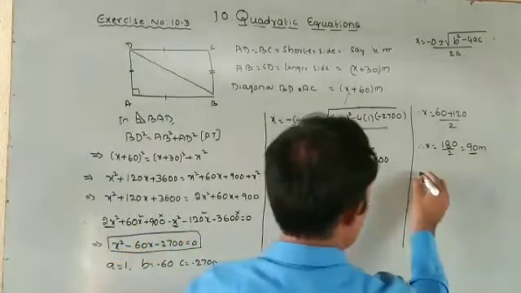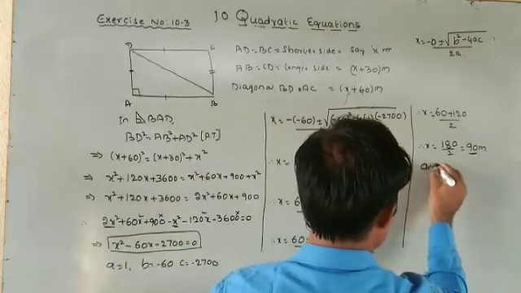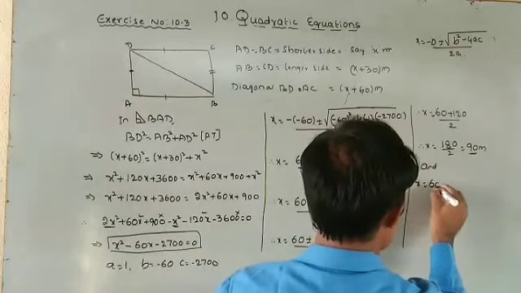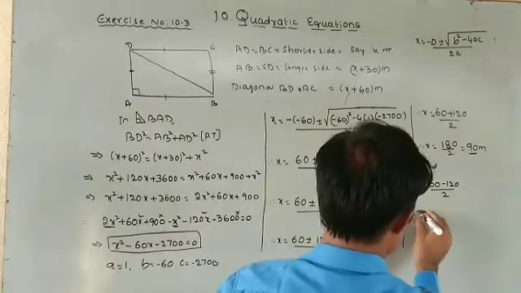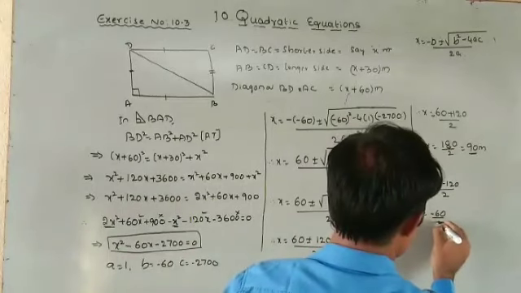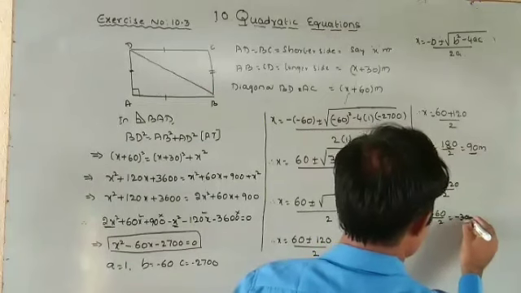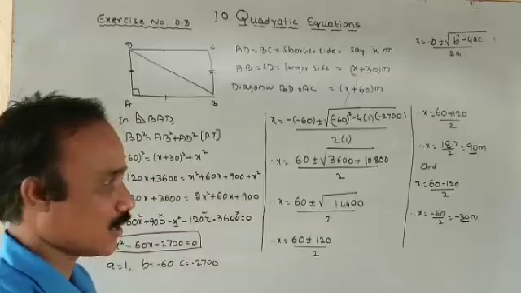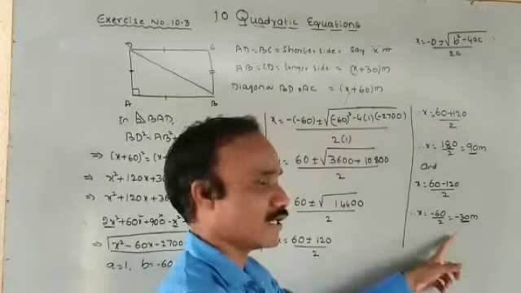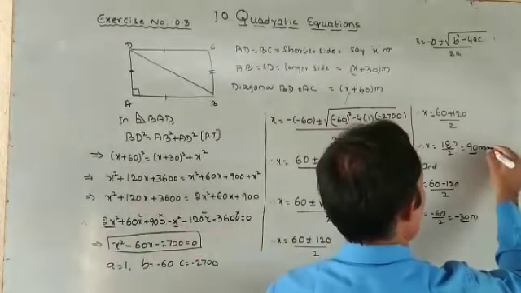Next, x is equal to 60 minus 120 by 2. Therefore x is equal to minus 60 by 2, that is equal to minus 30 meters. So we cannot measure in negative. Measures cannot be negative. So therefore 90 is the final answer.